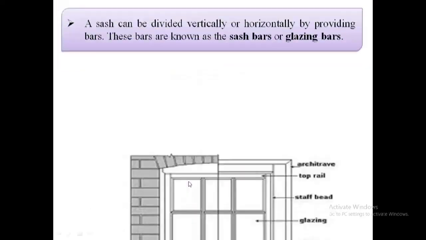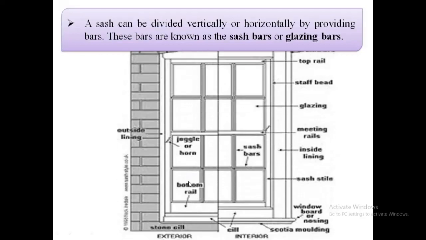A sash can be divided vertically or horizontally by providing bars. These bars are known as the sash bars or glazing bars as shown in this image. So in this image you can see these are various sash. So this sash can be divided vertically or horizontally by providing these bars. So these bars are known as sash bars or glazing bars.